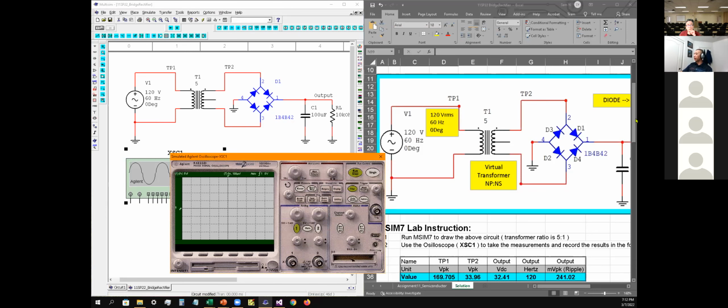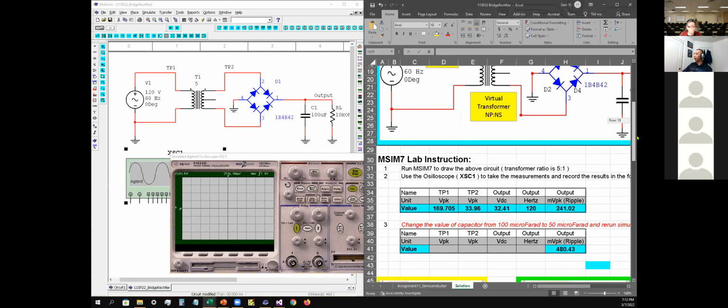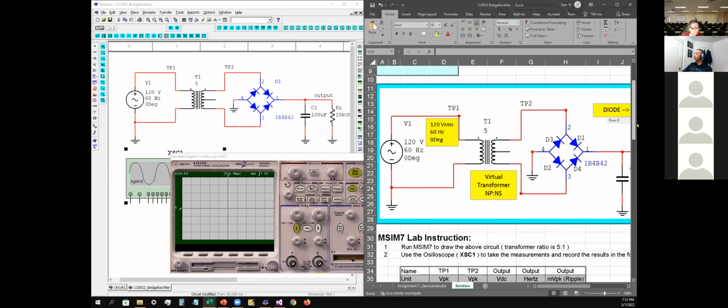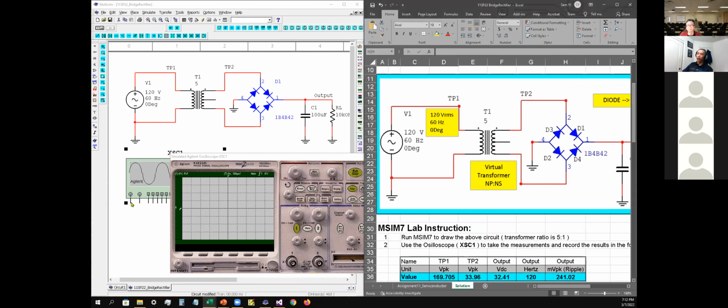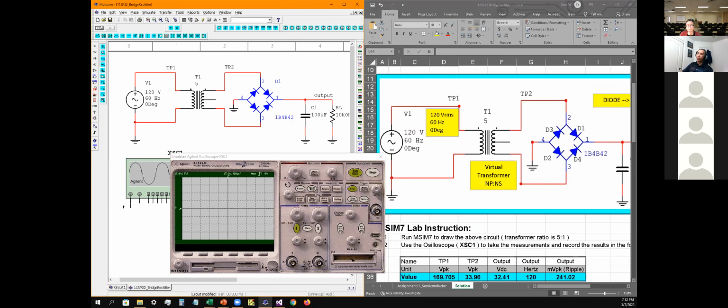Okay, so the first one they said to measure is TP1. TP1 is right here. They're already assuming that you know to connect the other one to the ground. In this case, they only give you one wire connection. So you connect it there.